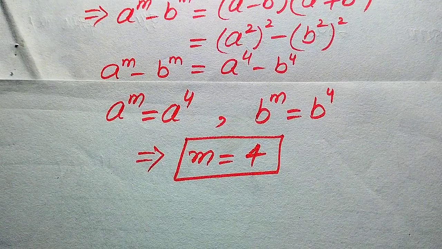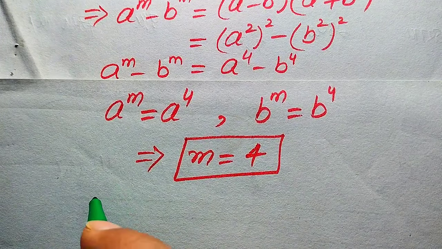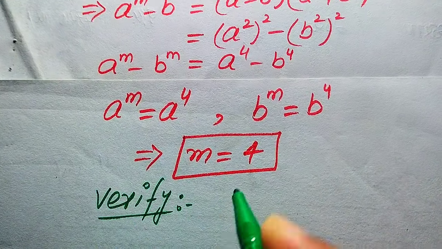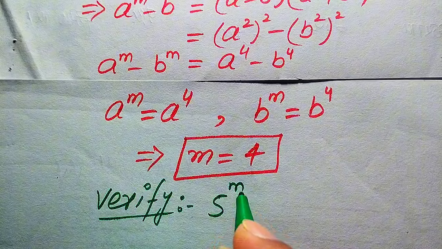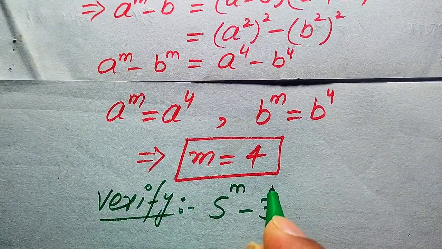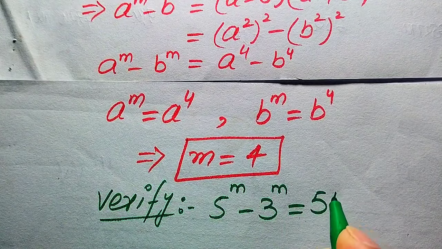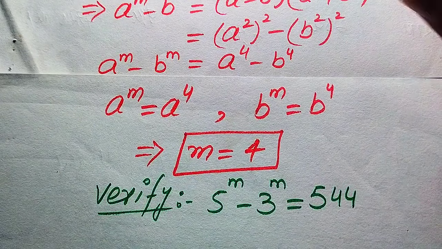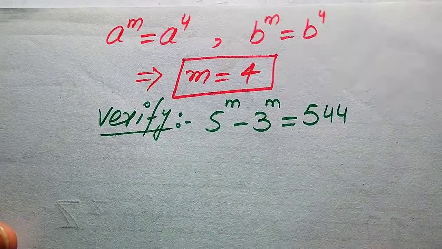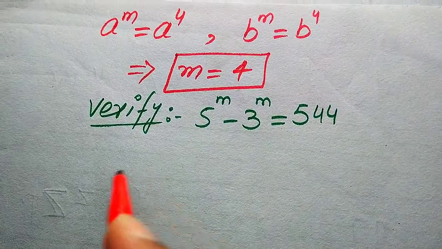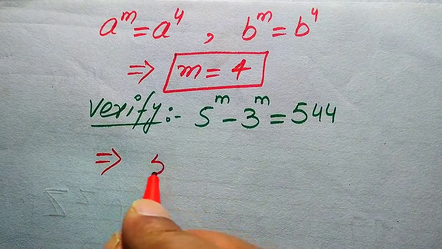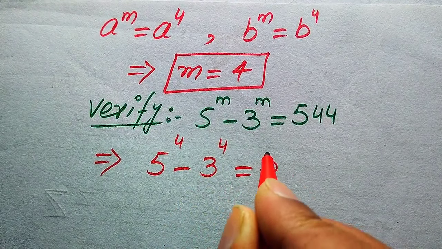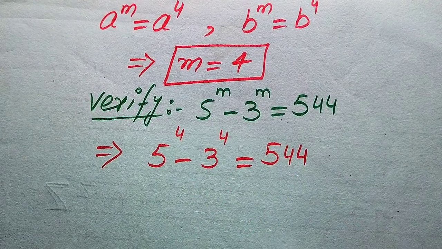Now in the next step we need to verify whether this value of m is the solution, or whether it is an extraneous root. So for verification, we need to copy down the given question statement. Here it is 5 to the power of m minus 3 to the power of m equals 544. So here we substitute the value of m into the left hand side, and we check whether this is satisfied or not. So when you put it here, it becomes 5 to the power of 4 minus 3 to the power of 4 equals 544.